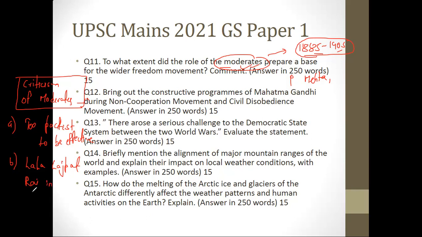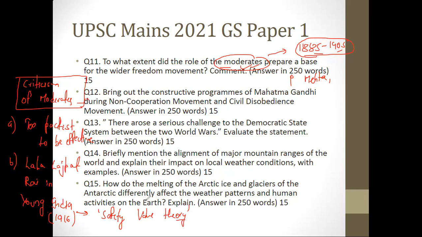So Lala Lajpat Rai wrote a book called Young India in 1916. Please listen very carefully, most people will not write this. In this book he gave the safety valve theory. You may have heard of it. According to this theory, what Lala Lajpat Rai was saying is that the Congress in its initial moderate phase was used as a safety valve or vent to release anti-British discontent, thereby preventing future revolt. Hope you understand this.